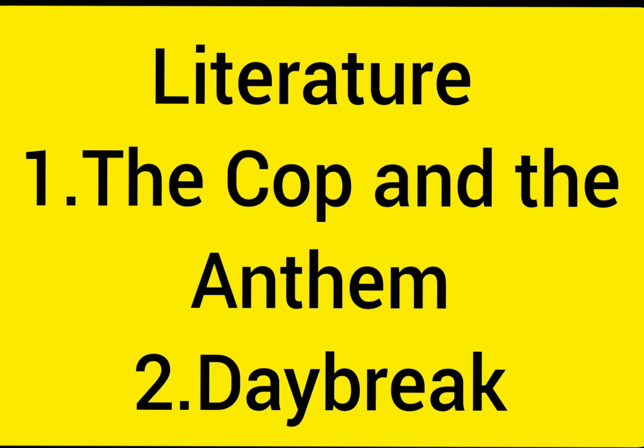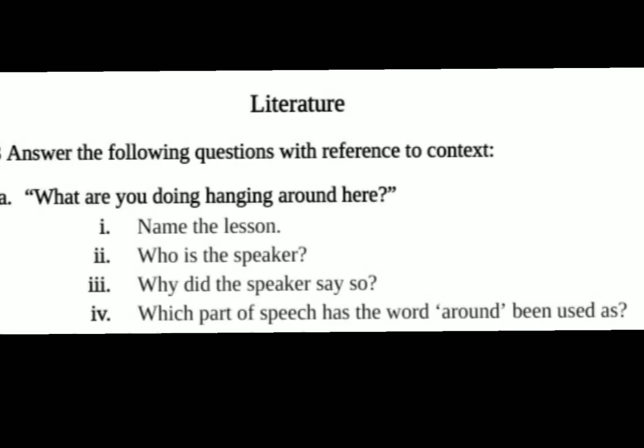We begin with the first question of the literature part, that is, answer the following questions with reference to context. Here we have two references to context. Let us start with the first one. The first extract given is, what are you doing hanging around here? The first question, name the lesson. The name of the lesson is The Cop and the Anthem. The second question says, who is the speaker? These lines have been spoken by the cop. So the answer would be, the cop is the speaker.